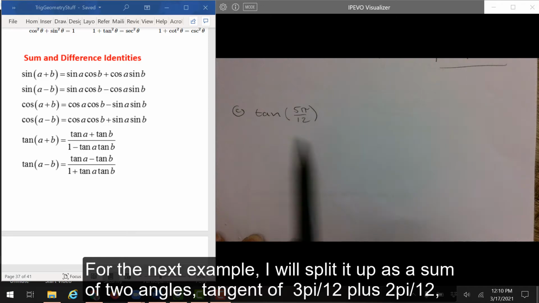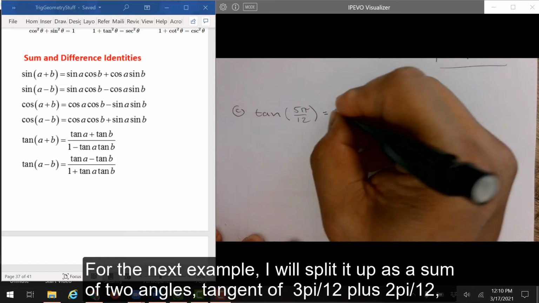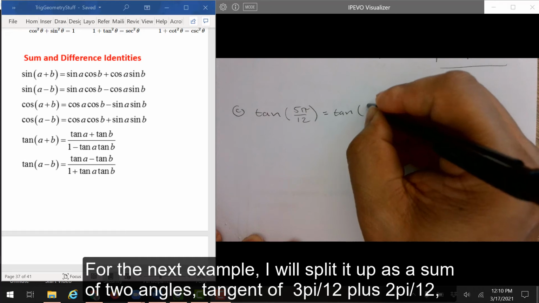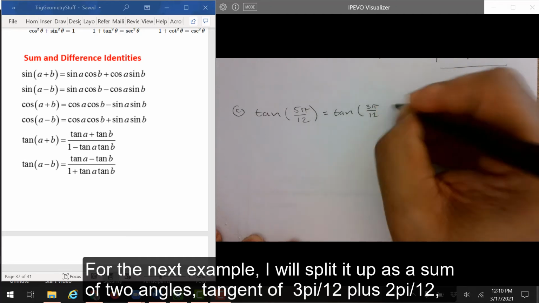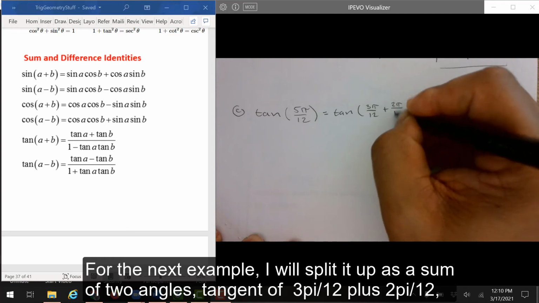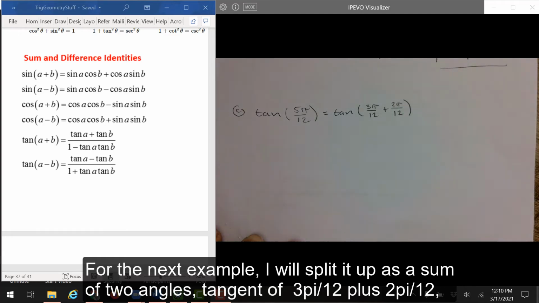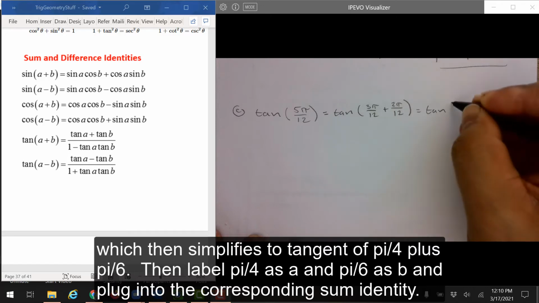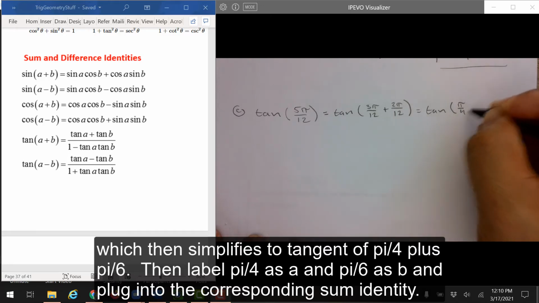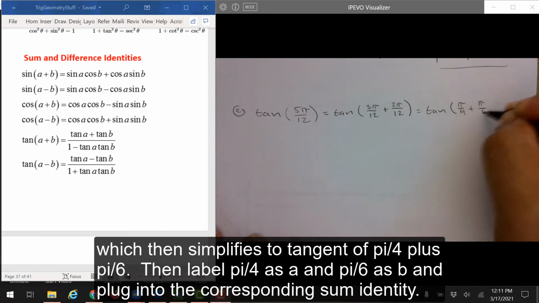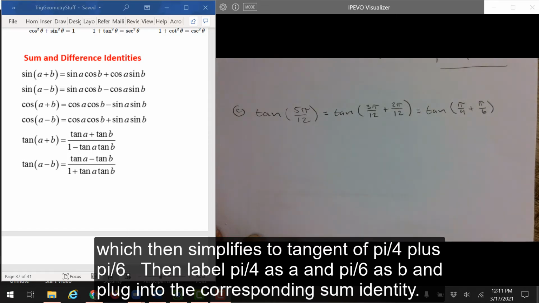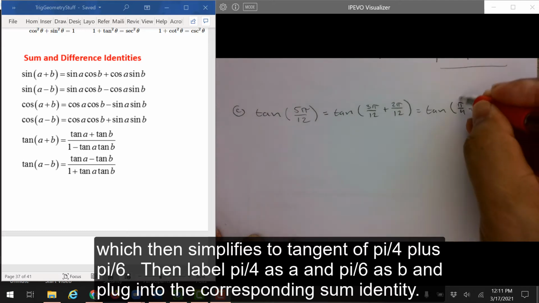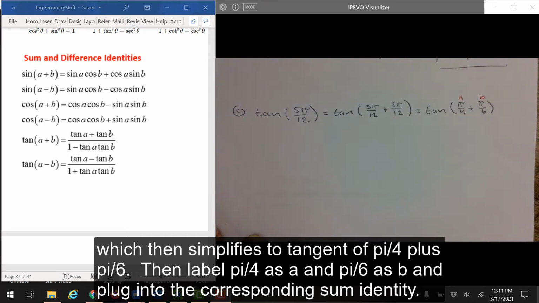For the next example, I will split it up as a sum of two angles. Tangent of 3 pi over 12 plus 2 pi over 12. Which then simplifies to tangent of pi over 4 plus pi over 6. Then label pi over 4 as A and pi over 6 as B, and plug into the corresponding sum identity.